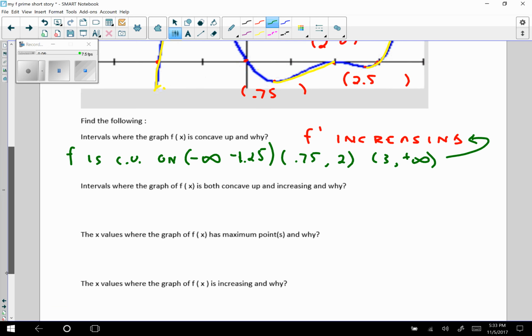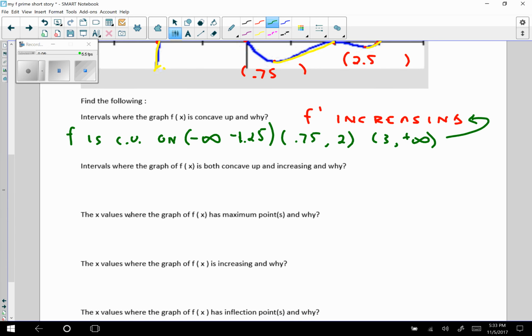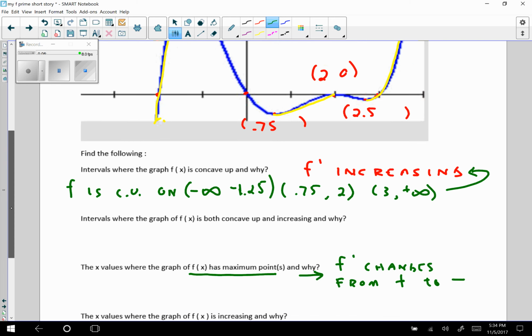I'm going to skip this next question and go right to: the x values where f has a maximum point. If I notice on my cliff notes, f has a maximum when f prime changes from positive to negative. If you need to reread your cliff notes, please do. F has a maximum point when this happens. So let's look at the graph of f prime and find out when f prime changes from positive to negative.